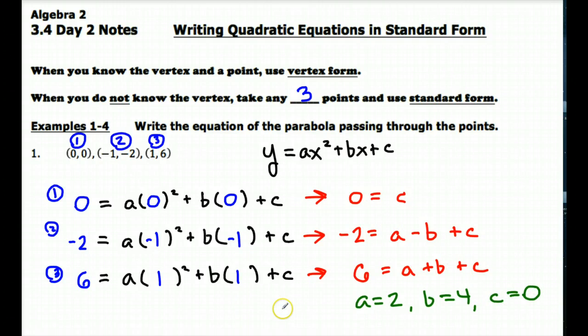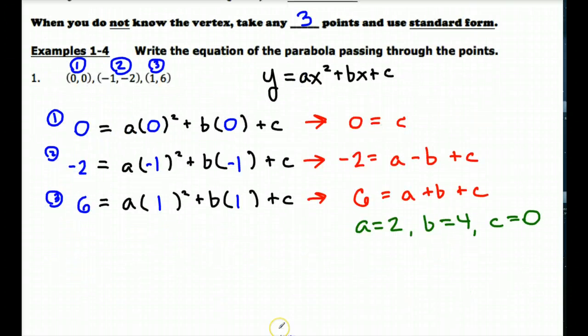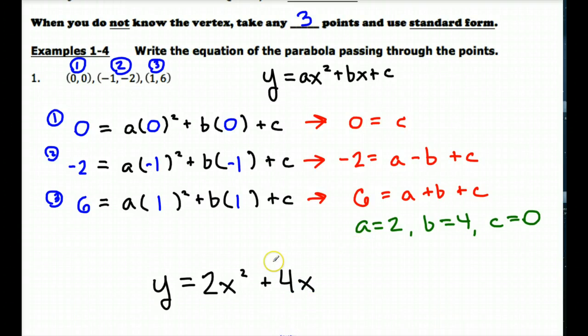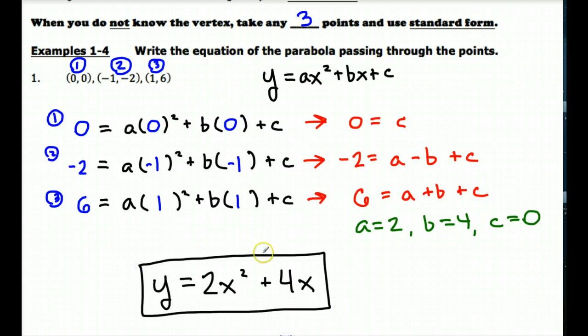And so now I can use those a, b, and c values to write my equation in standard form. So my equation is going to be y equals 2x squared plus 4x, and then c is 0, so we don't need to include that. So y equals 2x squared plus 4x.